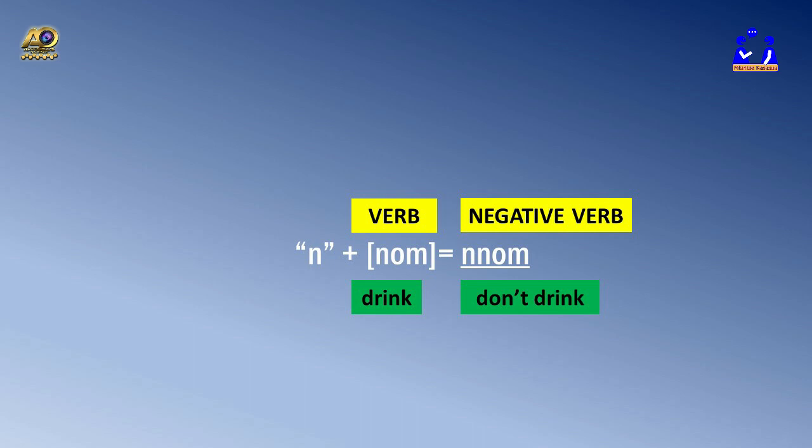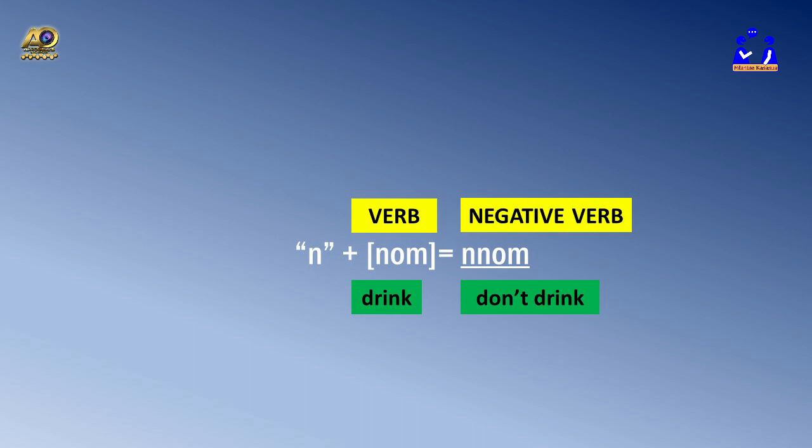This one also begins with an N. So to negate this one too, we do the same thing. We add to the front of this verb an N. So nom now becomes nom, nom.